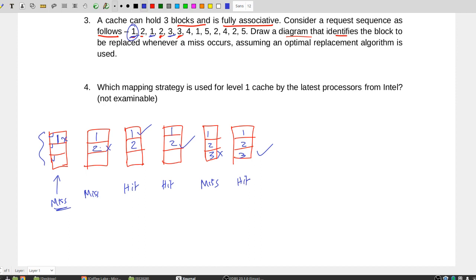Next, 4 is being accessed. So again we can see that the current contents are 1, 2, 3, and since 4 is accessed, we don't have it, so it's a miss. 4 is not there anywhere in the cache, so it's a cache miss. So which one will be replaced? There are 3 replacement strategies that we are covering in this module. In fact, there are a lot more. So 3 simple replacement strategies are least recently used, first in, first out, and optimal.